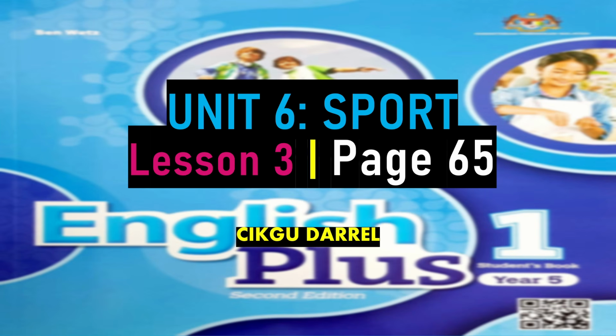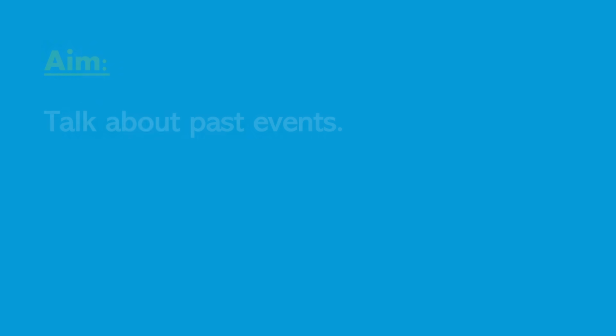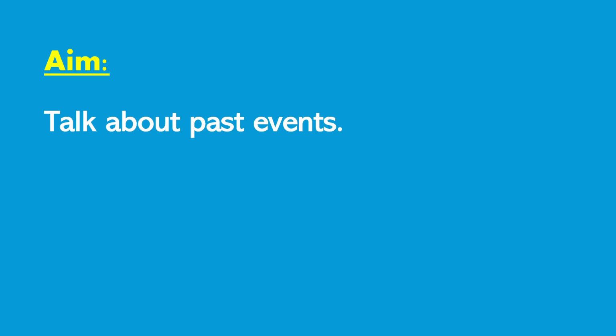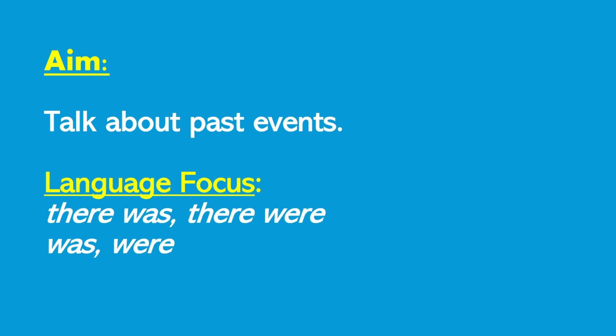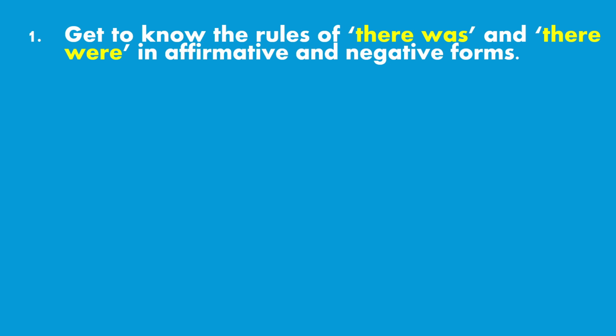For your information, this is going to be the third lesson, which will be on page 65 of your student's book. At the end of this lesson, you should be able to talk about past events. At the same time, our lesson for today will focus on how to use there was, there were, was, and also were.